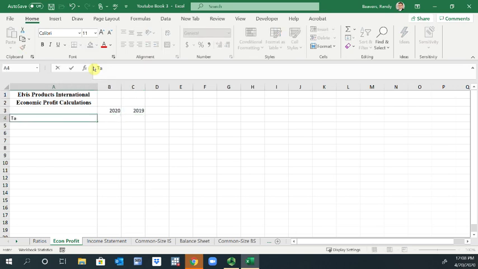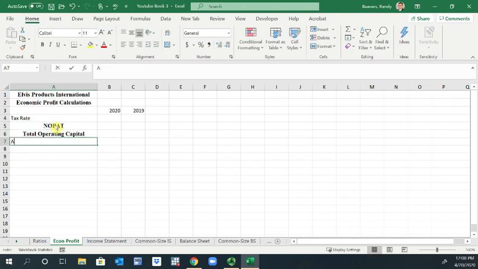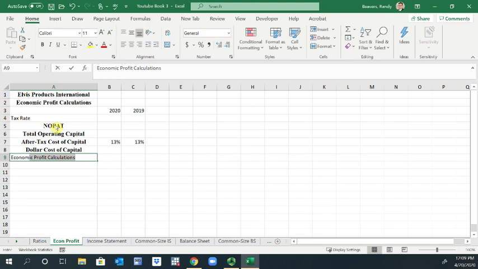So to do this, we're going to need the tax rate. Going to need something called NOPAT. Talk about what that is in a second. Total operating capital after tax. Cost of capital, we're going to make assumptions of 13% in this case. Dollar cost of capital, and then economic profit.